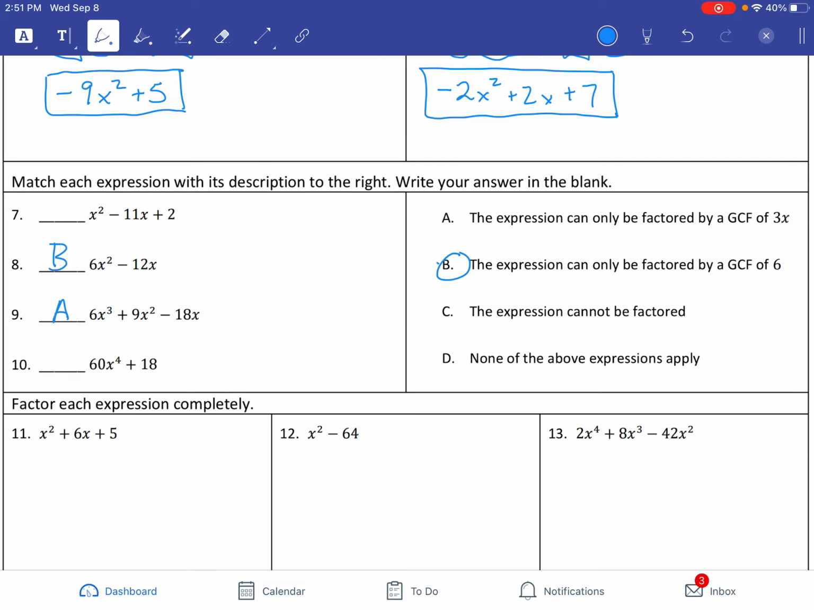Actually, I lied. Hold on a second. I know where they're going with this. We're going to say b is down here. You can take a 6 out of that. The other one you can take a 6 and an x out. So that's going to be the d. And then the expression cannot be factored is c.